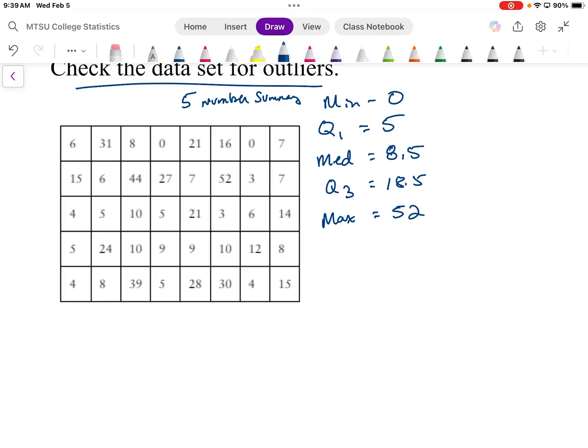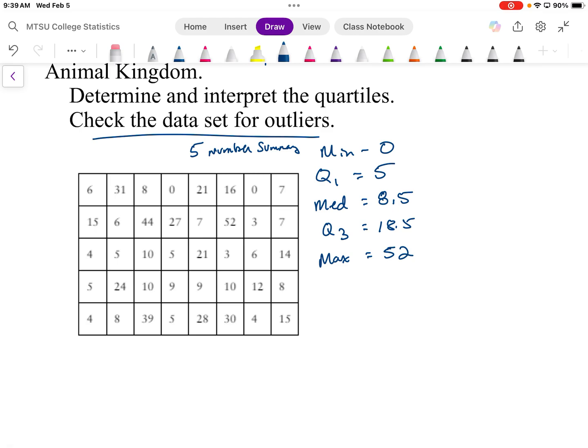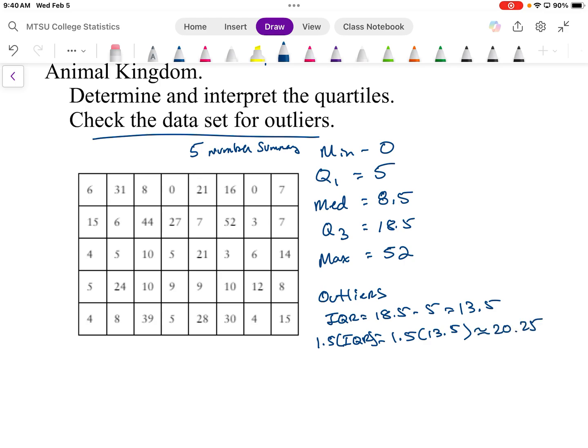All right, so there are my quartiles. I know what Q1, 2, 3 are. And now if I want to find out if there's any outliers, IQR is 18.5 minus 5, which is 13.5. And then I have to do 1.5 times the IQR, which would be 1.5 times 13.5. So 1.5 times 13.5 gives me 20.25.